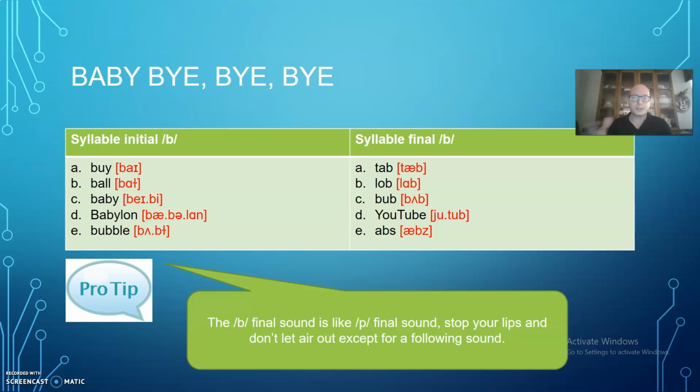Okay? So in a multi-syllable word, the b sound will always begin the next sound. That's a general rule for English. But in single syllables with b at the end, it will be like the p at the end of a syllable, where it will be pronounced without air. Tab, lob. Okay?